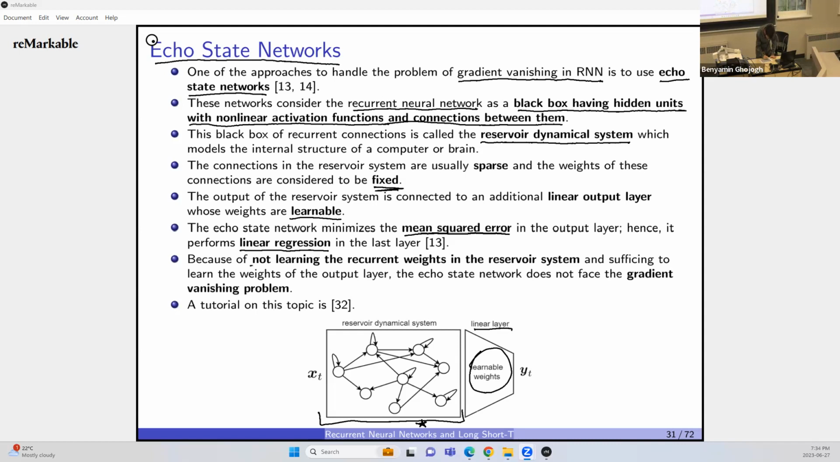Then, because of not learning the recurrent weights in the reservoir system and sufficing to learn the weights of the output layer, we don't have gradient vanishing. So we had a problem, and it completely erased the problem. It didn't try to resolve the problem, it completely erased it by saying that I don't learn the weights in the reservoir system, okay? A tutorial on this topic is reference 32.